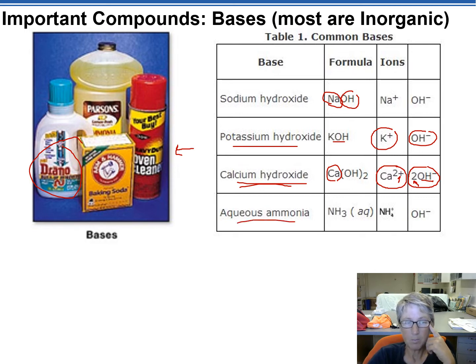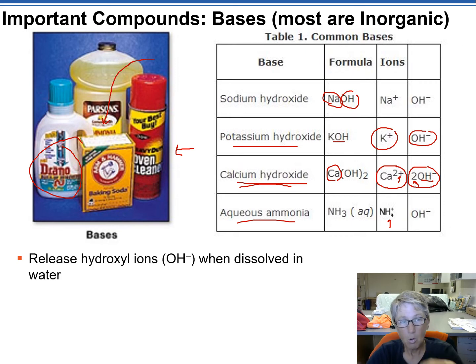And then aqueous ammonia. So here's some ammonia cleaner. It says ammonia here. Ammonia is NH3. Aqueous ammonia is NH3. And then here's the ions that make up ammonia.